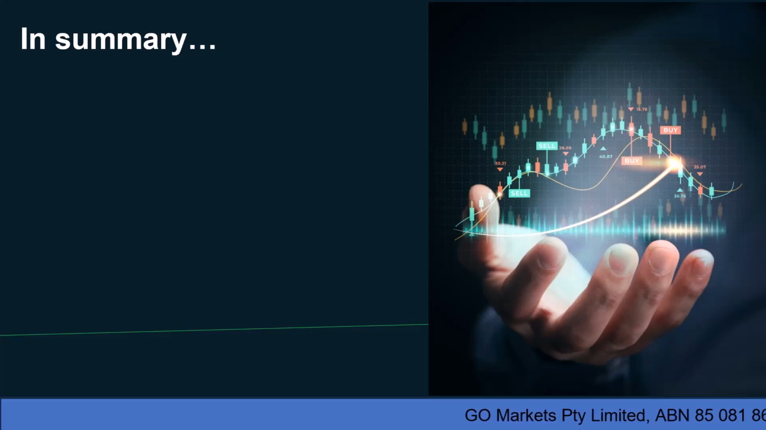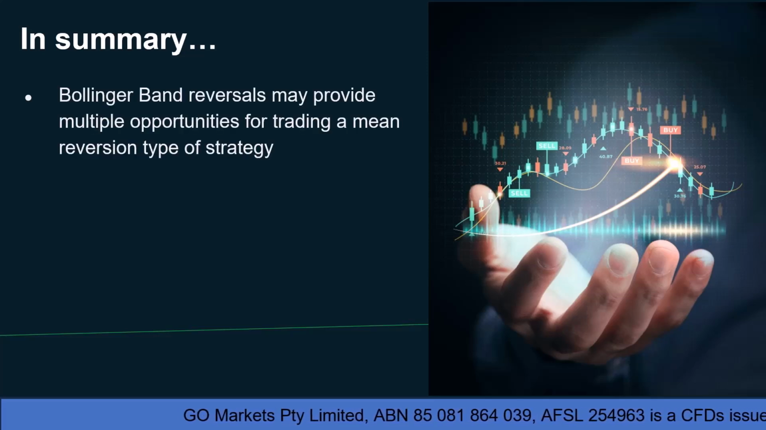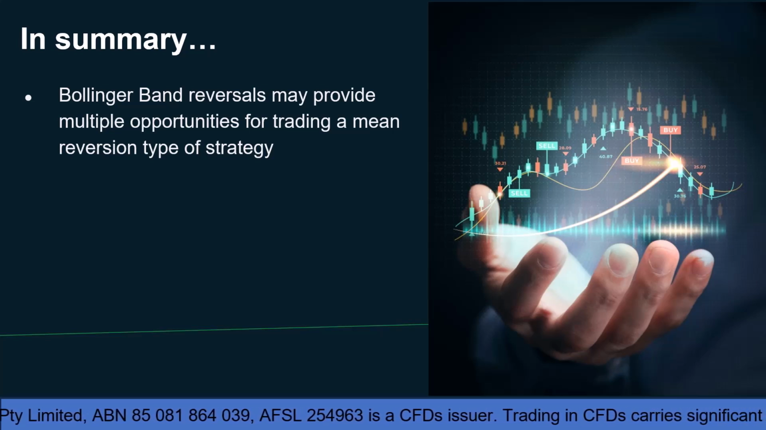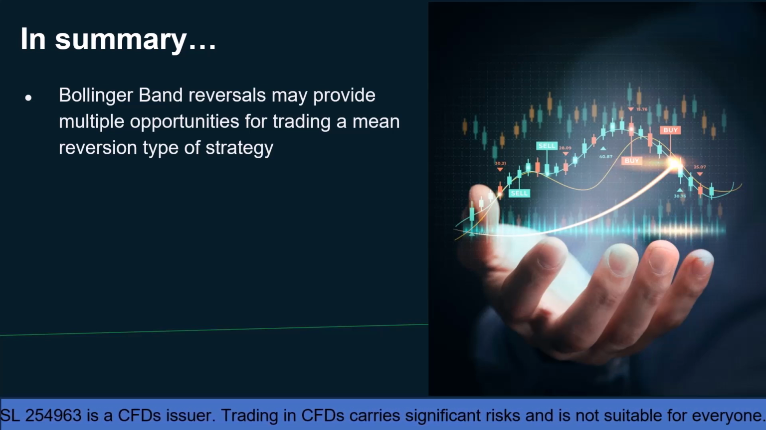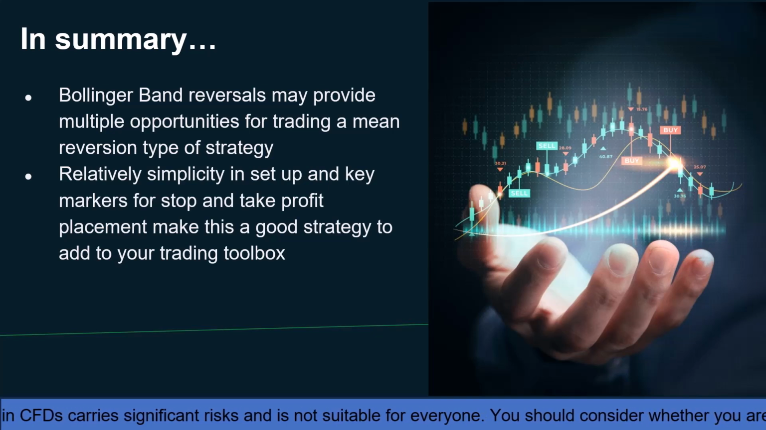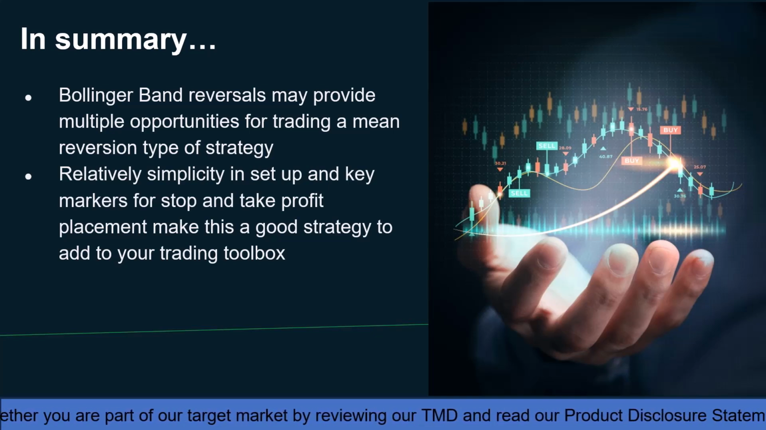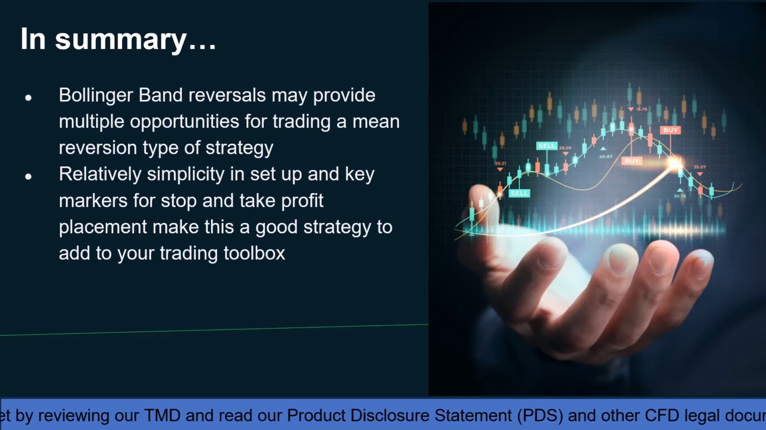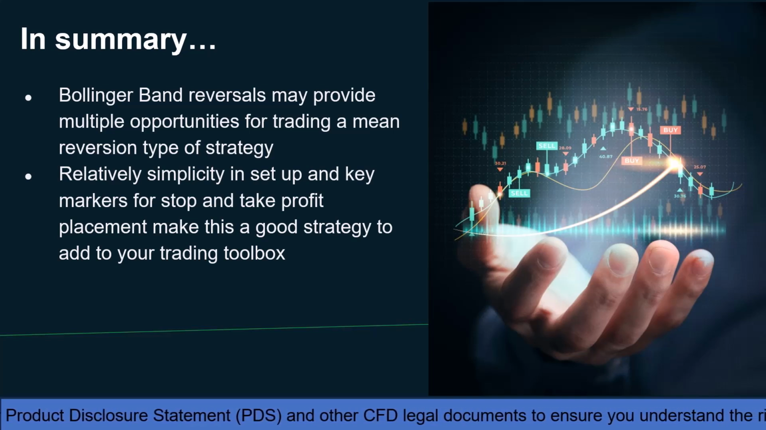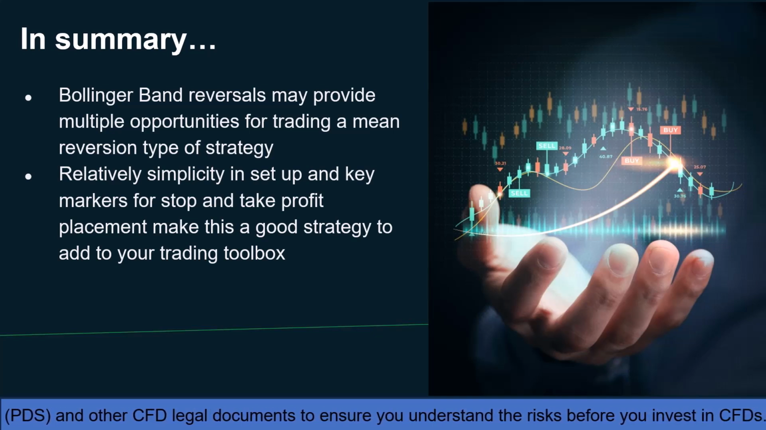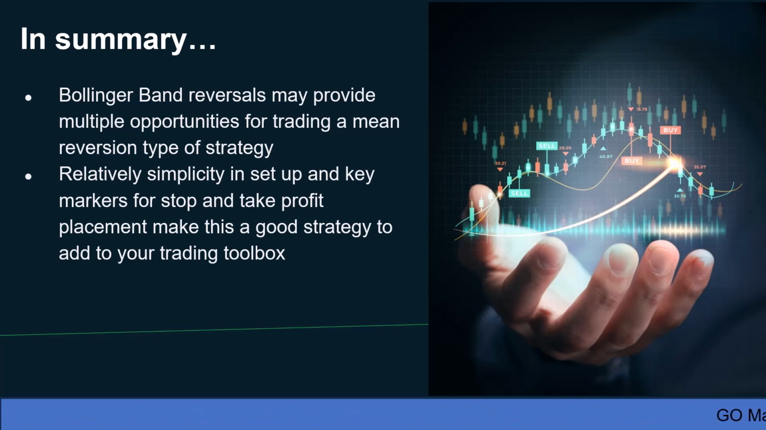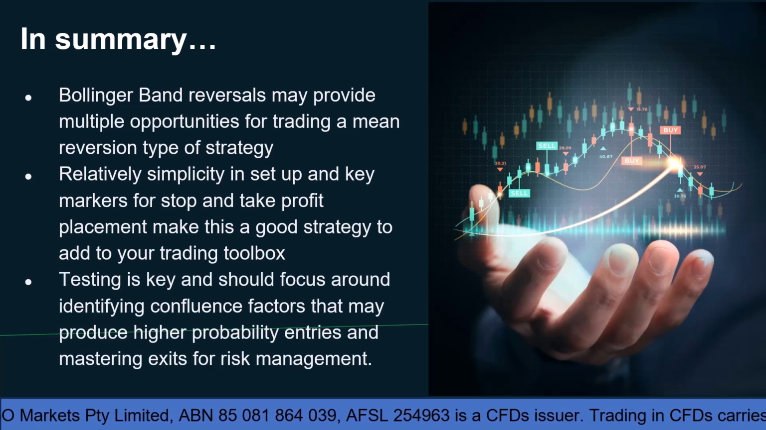So in summary, I hope that's been interesting. You can see Bollinger Band reversals may provide multiple opportunities for trading a mean reversion type of strategy. One of the attractive things about it is it's relatively simple to see it objectively on a chart in terms of a setup, and there's key markers for both stop and take profit levels. So it can be a good strategy to add to your trading toolbox without being too complex.